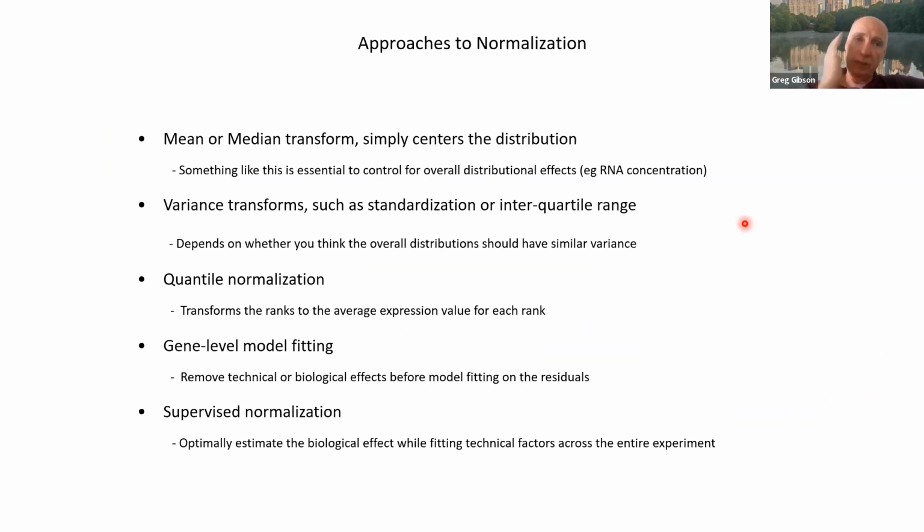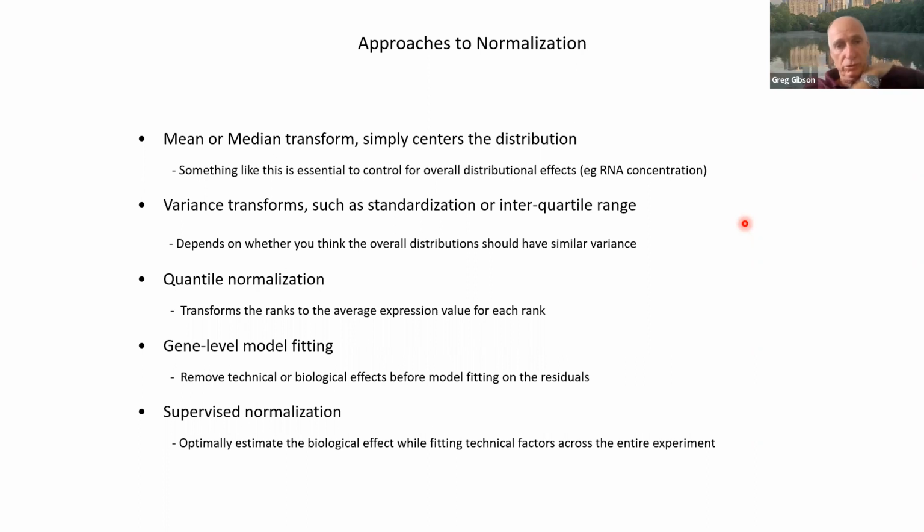All right, so then there are the different approaches to normalization, so that you can have median or mean transformation. So that's simply centering the distribution, an additive shift. And doing something like that is the minimum you absolutely want to do to control for overall distributional effects. It's like just fitting an ANOVA to the total distribution before you do the gene-specific analyses.